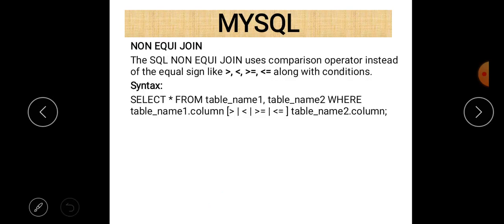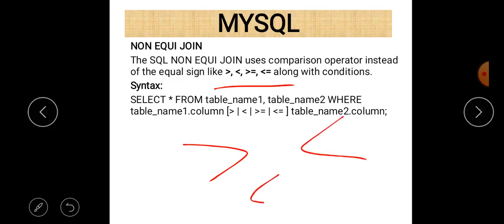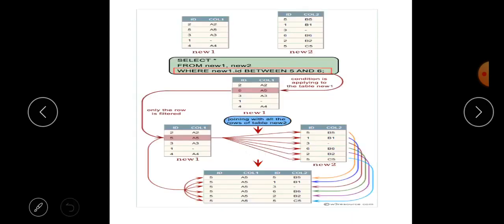In case of non-equijoin, all things are the same, but the equal sign is not there. In place of the equal sign, there should be a sign of less than, greater than, less than or equal to, or greater than or equal to, and all other things are the same. So that is the basic difference between equijoin and non-equijoin.